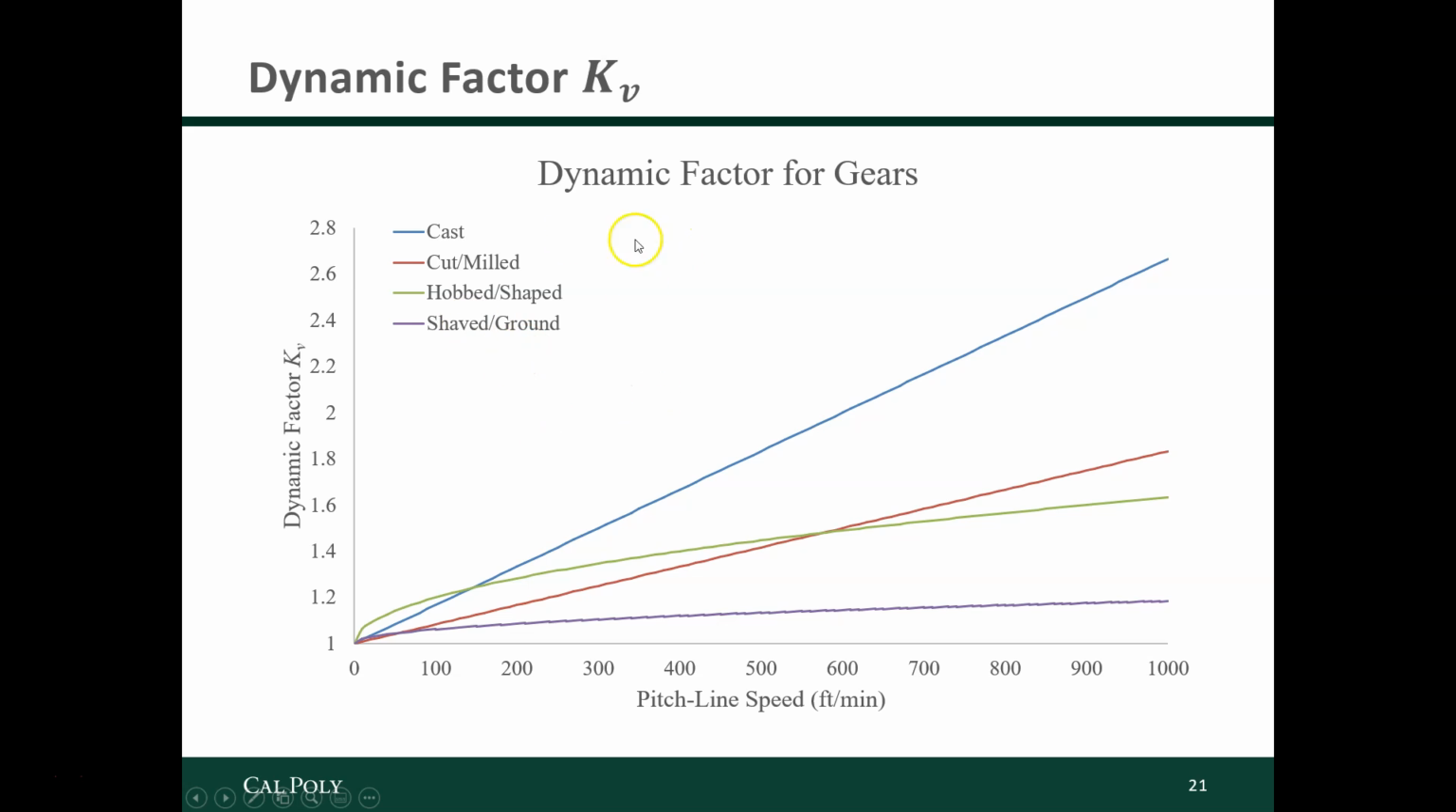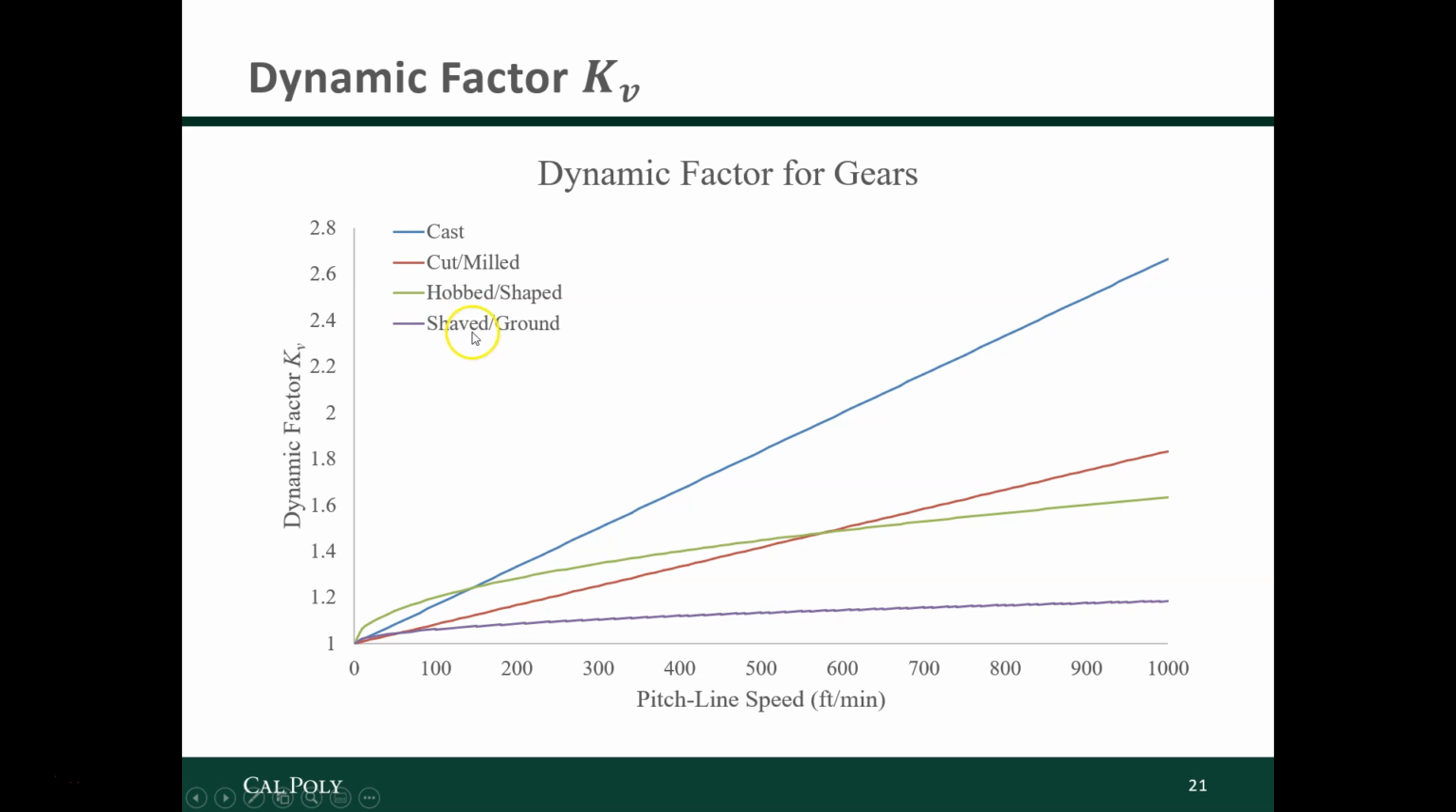This shows that a cast gear is a straight line starting at 1. So for 0 speed, V is equal to 0, it starts out at 1 and increases at, I guess, 1 over 600 feet per minute. So at 600, we would expect the factor to be about 2 from the equation. And likewise, a cut milled tooth, a little bit more precisely made, is going to have half the slope. So once you get up to 1200, that's when you get to a dynamic factor of 2.